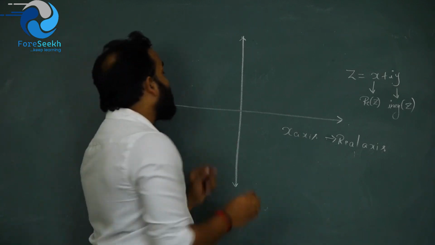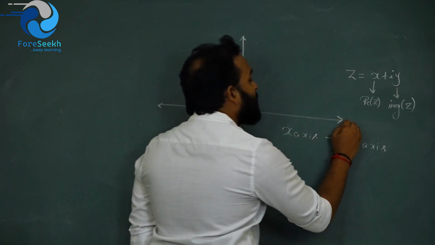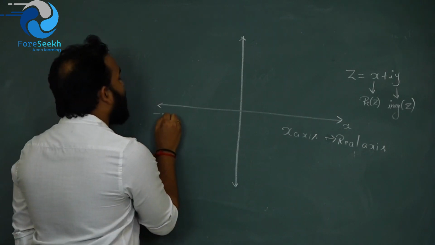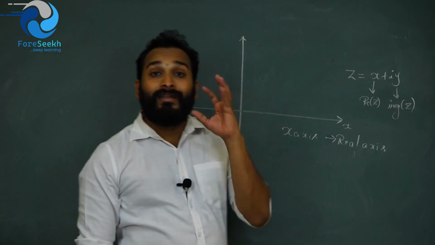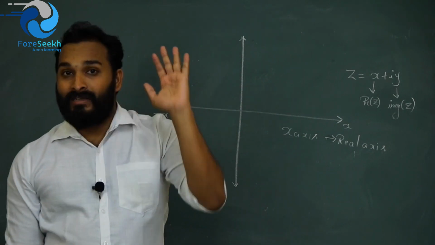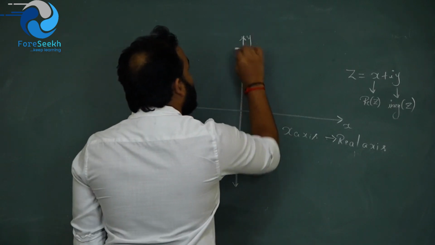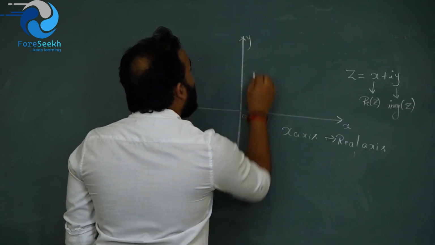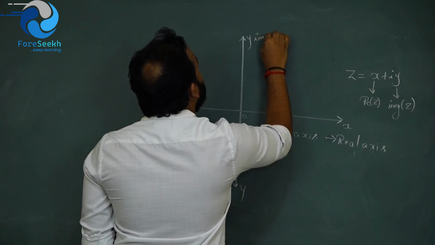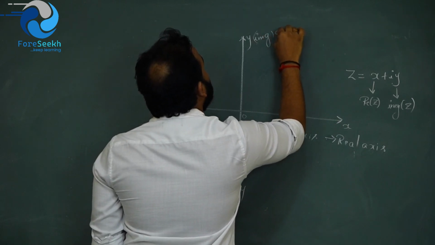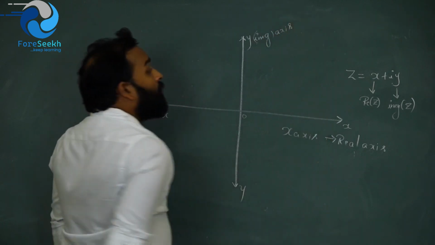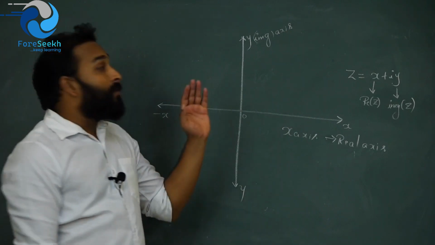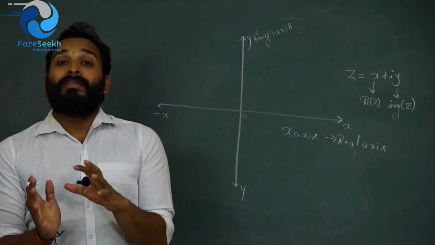As I told you, this is your positive x-axis, this is your negative x-axis. x is taken as a real axis where you represent the real part of the complex number, and your y-axis, this is y, which is your imaginary axis. We write this as the imaginary axis. So the imaginary part of the complex number is represented on the y-axis. Now let us see how do we represent.